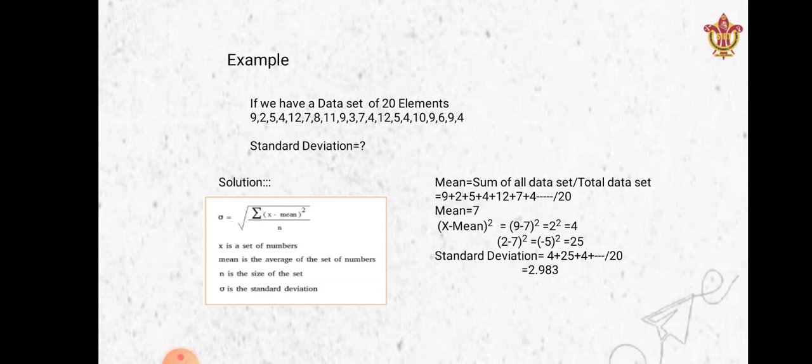We add all the values we get and divide by 20. Why 20? Because n is the total number of elements, and the total number of elements in our list is 20. Whatever value we get, we take its under root, because standard deviation is basically represented by the under root value. So taking the under root gives 2.983.